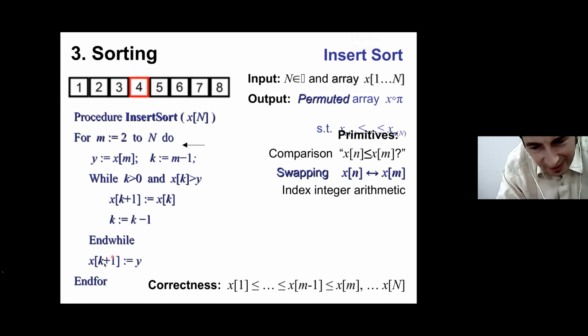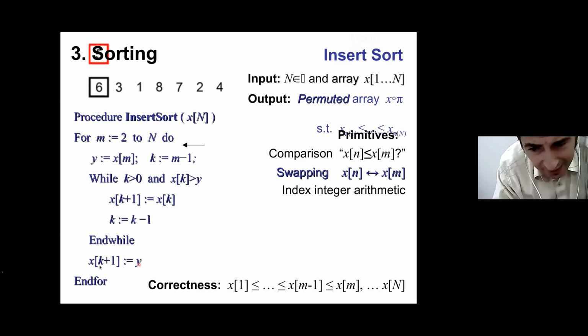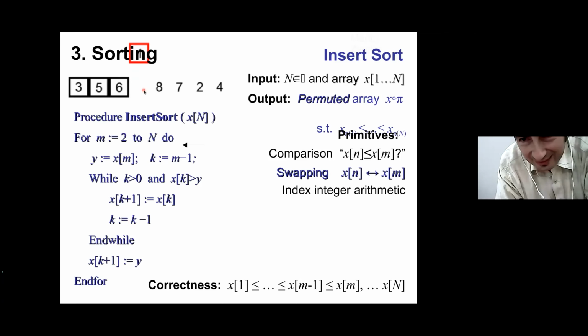And then at the end, I insert the element y at the right place. So this is what this does. It takes the first non-sorted element and tries to put it at the right place.